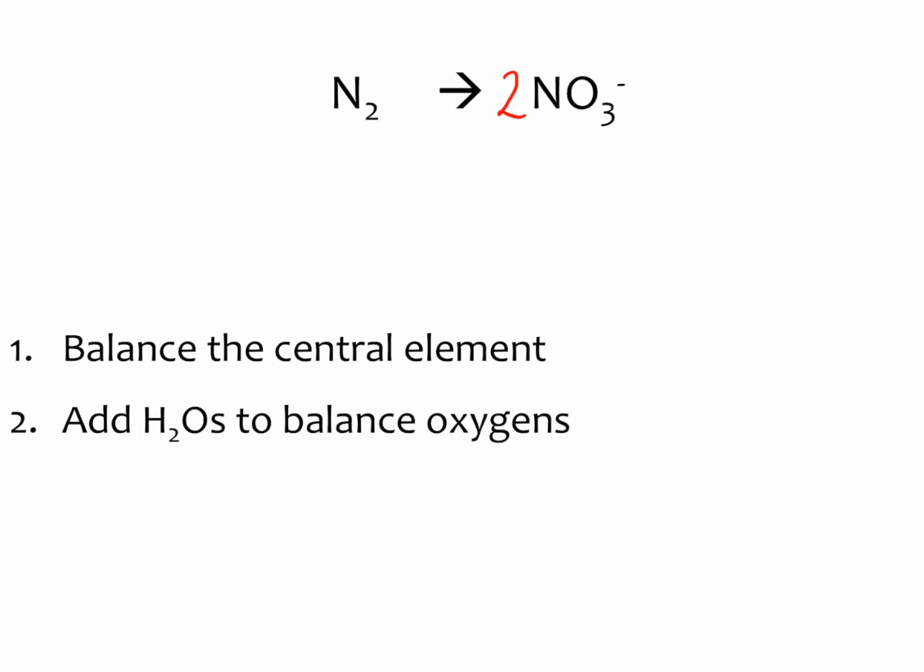So oxygens are on the right-hand side, and we have 3 in each nitrate, but we have 2 nitrates. So we have 6 oxygens that we have to balance, which means that we need 6 H2Os on the left-hand side, on the opposite side to where the oxygens are. And that balances our oxygens, 6 oxygens on the left and 6 on the right. But what we've done now is we've introduced hydrogens.